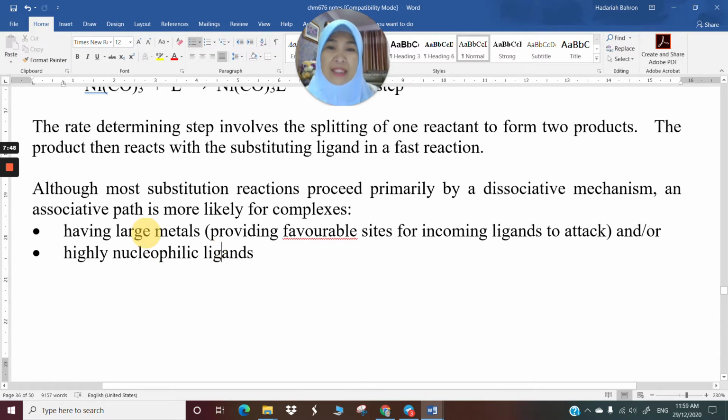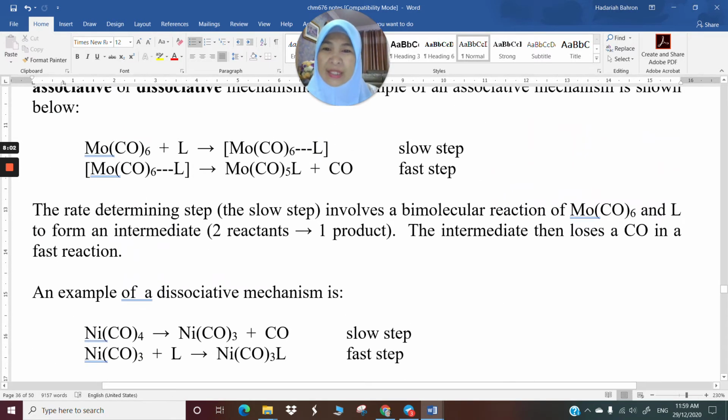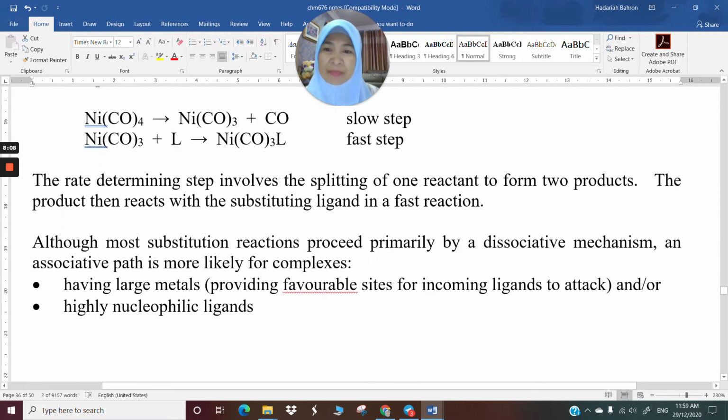Why would a large metal center prefer to undergo an associative mechanism? Think about it. Because a large metal will be able to physically accommodate this situation where it has 7 ligands around it, even though for a short time only. So a large metal center which has no tendency of being crowded can undergo associative mechanism.